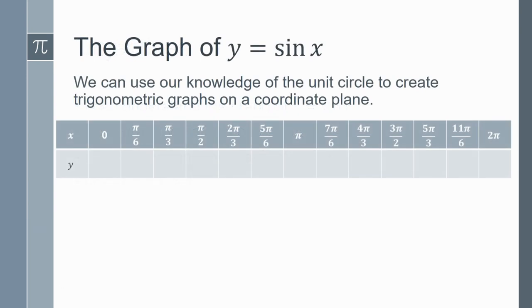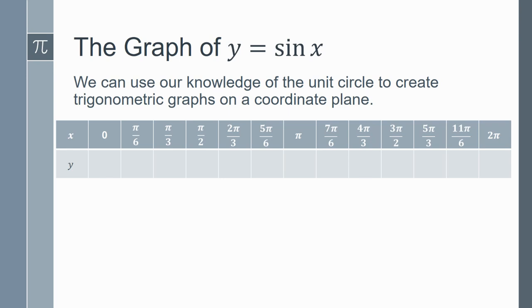So in order for us to know how to graph the sine of x, we actually can relate that back to our knowledge of the unit circle. Using the unit circle, we can create essentially ordered pairs that will help us create the shape of the graph. So notice that I have this table. I've got the x values already given to us.